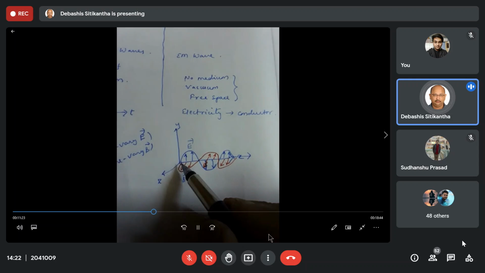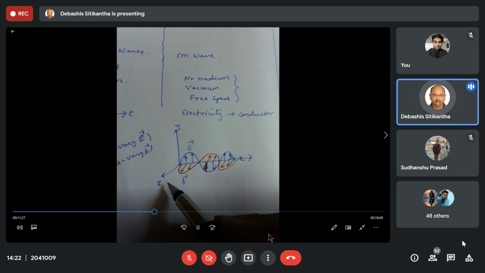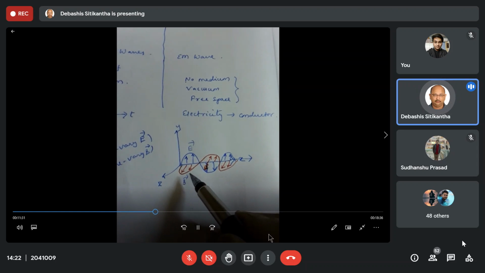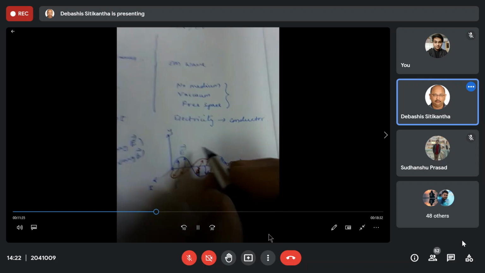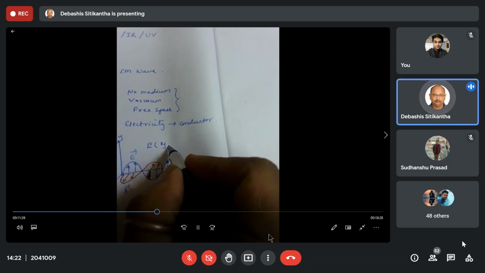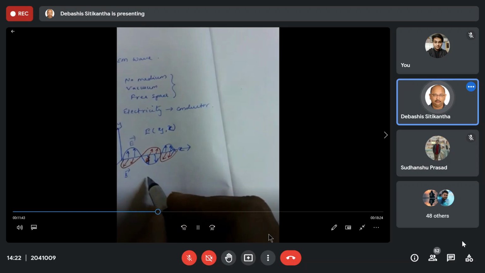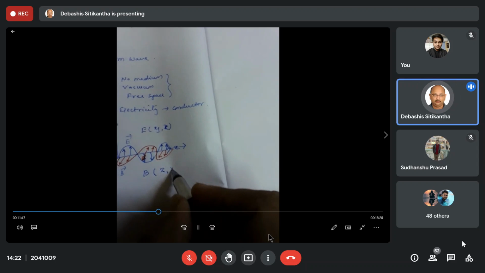The magnetic field is changing its magnitude with respect to time along the z-axis, or I can say your magnetic field is actually in the xz plane. So the electric field was in the y-x plane, whereas your magnetic field is along the z-x plane.